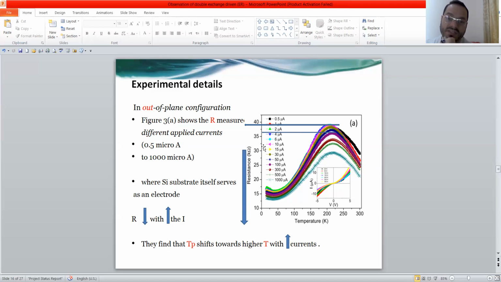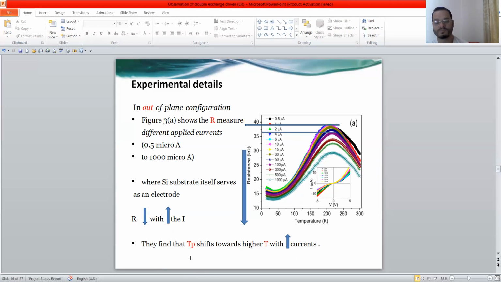What does that mean? That means the resistance decreases with increasing current. The current increases, the resistance decreases. They find the peak temperature shifts towards high temperature with currents. Now let's talk about what that means, these few words.